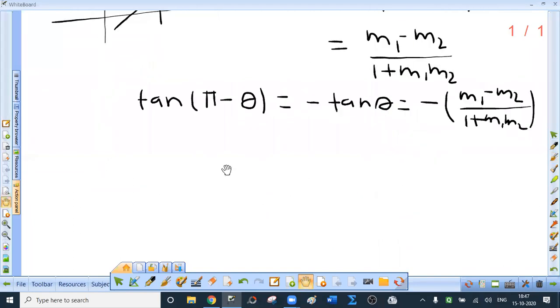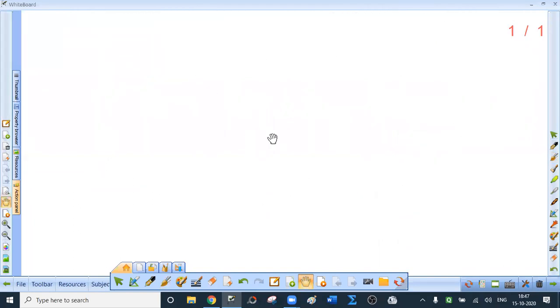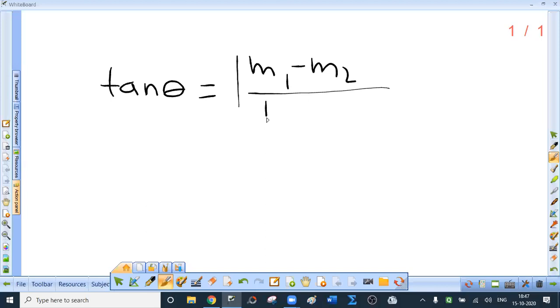Therefore, to avoid the confusion, we say that tan theta is nothing but the modulus of m1 minus m2 upon 1 plus m1 m2. Why modulus? I repeat, why modulus? Because if theta is acute, tan theta is always positive. In fact, I have obtained the formula for the angle between two lines.